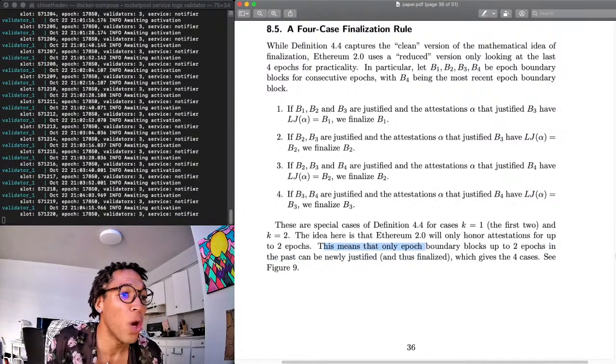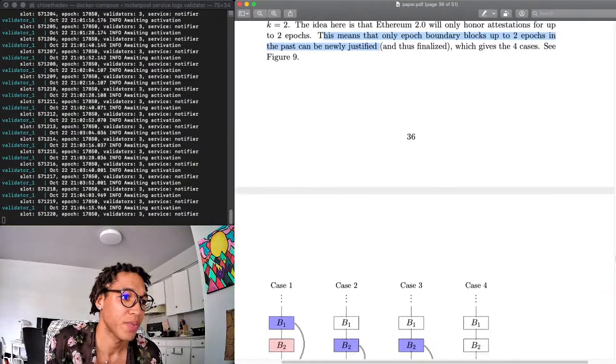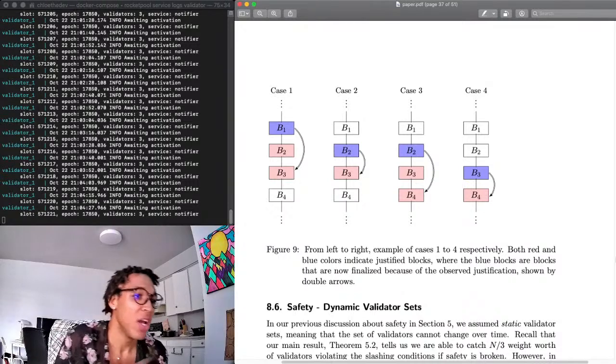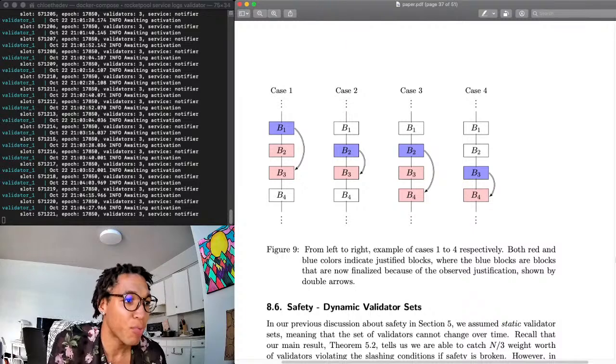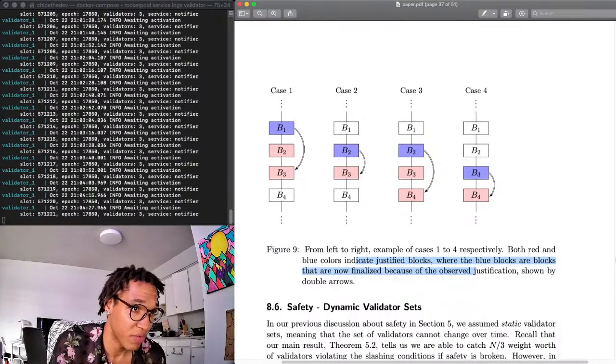This means that only 1 epoch boundary blocks up to 2 epochs in the past can be newly justified and then finalized, which gives 4 cases. See figure 9. From left to right, examples of cases 1 to 4 respectively. Both red and blue colors indicate justified blocks, where the blue blocks are blocks that are now finalized because of the observed justification, shown by double arrows.